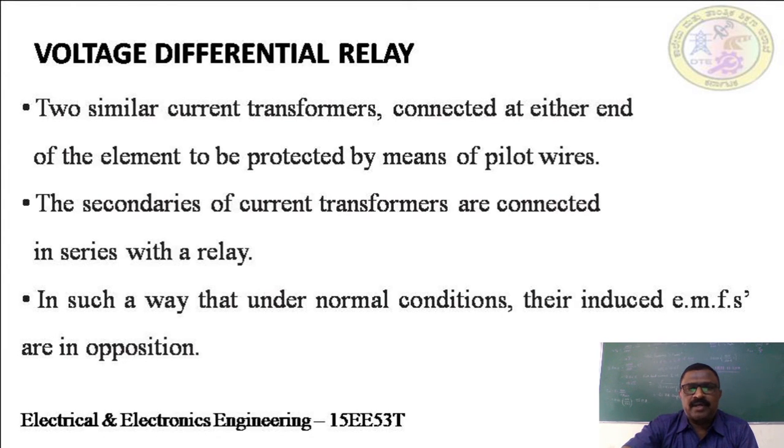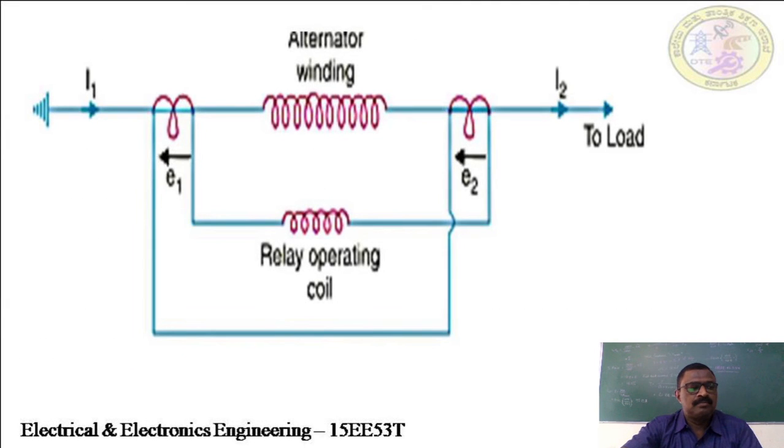The secondaries of the current transformers are connected in series with a relay in such a way that under normal conditions their induced EMFs are in opposition. The current directions are opposite. In the case of a voltage differential relay, the induced EMFs are in opposition. So this is the schematic arrangement for the voltage differential relay.